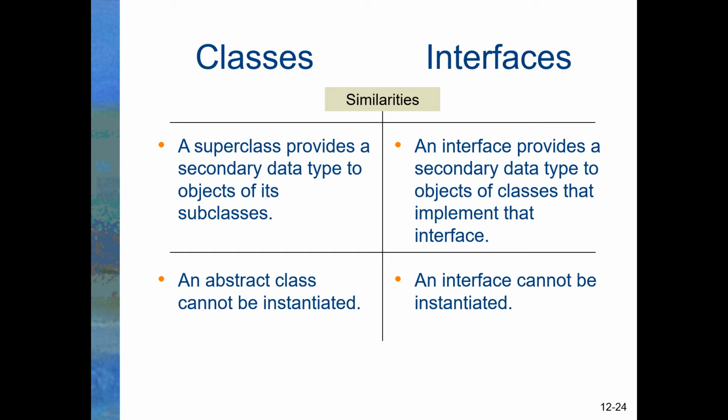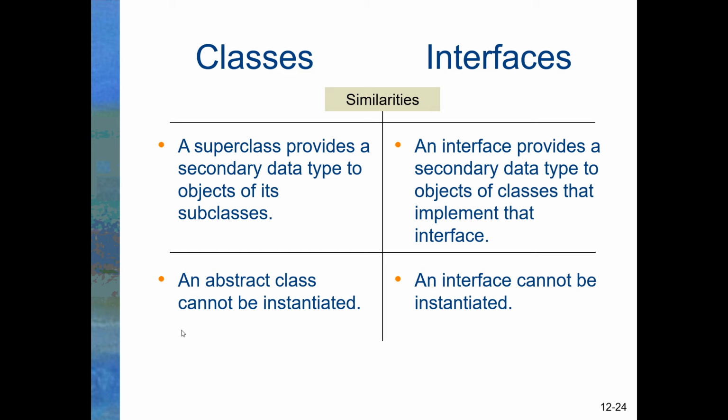Right, so let's take a look at the classes versus interfaces again. Here are some similarities. The superclass provides a secondary data type to objects of its subclasses, so the subclasses are going to pull down all the data types from a superclass. An interface provides a secondary data type to objects of classes that implement the interface. Same deal: the pancake pulled down the properties of the edible.